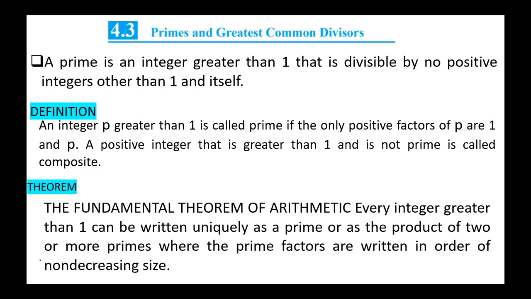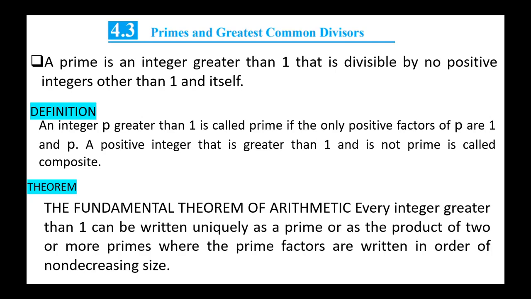First, primes. A prime is an integer greater than 1 that is divisible by no positive integers other than 1 and itself. Or we can define it as follows. An integer p greater than 1 is called prime if the only positive factors of p are 1 and p. A positive integer that is greater than 1 and is not prime is called composite.